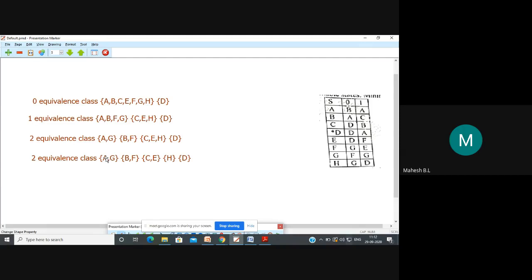So AG on 0, what is the transition? AG on 0 goes to B, comma F. AG on 1 goes to itself, A, comma G. Then B, comma F on 0 goes to AG, on 1 to C, comma E. Then C, comma E on 0 goes to D, on 1 to B, comma F. Then H on 0 goes to A, comma G, on 1 to D. D on 0 goes to D itself, on 1 to A, comma G. Okay, so this is the complete transition table.